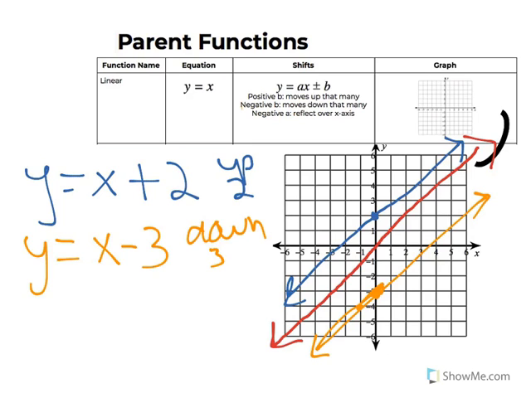If the a value is negative, then it's going to be reflected, so it's going to go downhill instead of uphill. So if you have y equals negative x, your line is going to go the other way. So that is your linear parent function and how it can go up by adding a number at the end. It can go down by subtracting a number at the end. And then if there is a negative sign in front of x, it'll flip and go downhill.